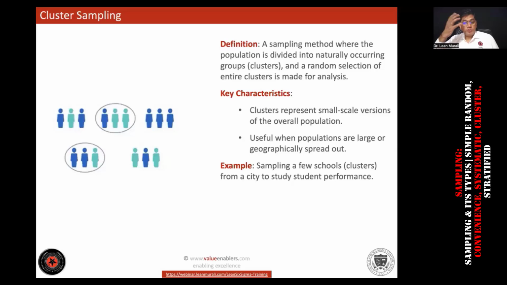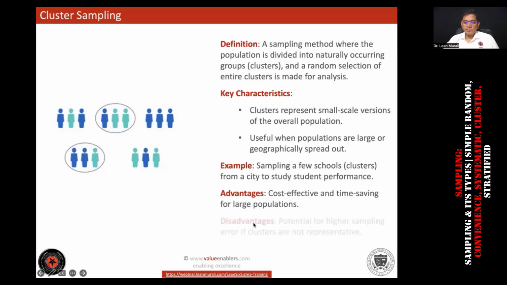Sampling a few schools from a city to study student performance. The advantages are that it is cost effective and suitable for a particularly large population. Everything has pros and cons. In this, the disadvantage is the potential for higher sampling errors if clusters are not representative.